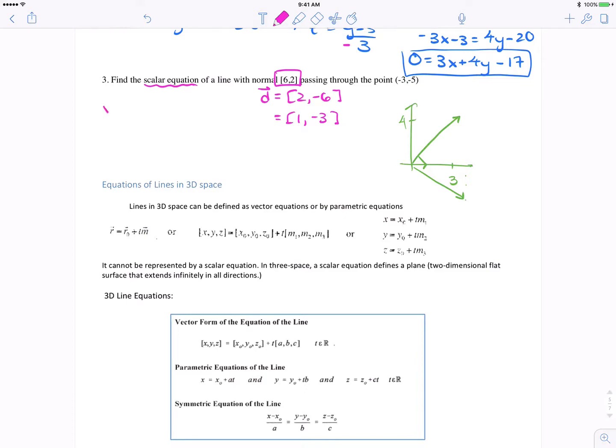I'll set it up with components first and set them equal to get a symmetric form and go from there. So this is -3 plus t, and my y value is -5 plus 3t here. Isolate to set equal.